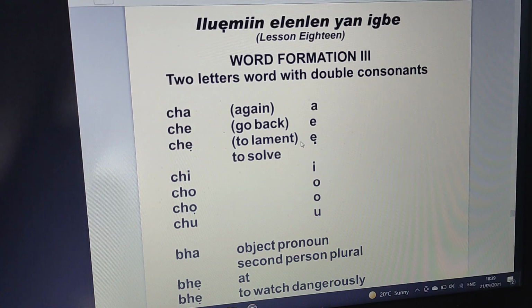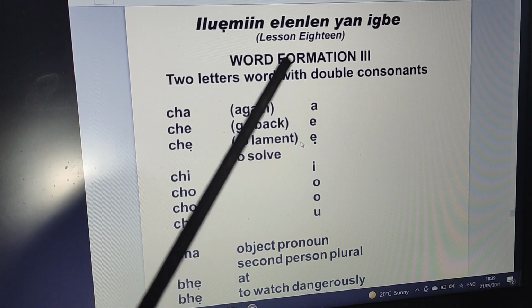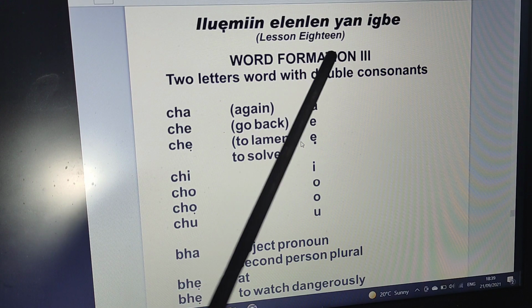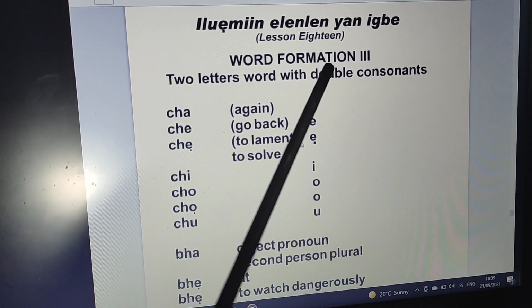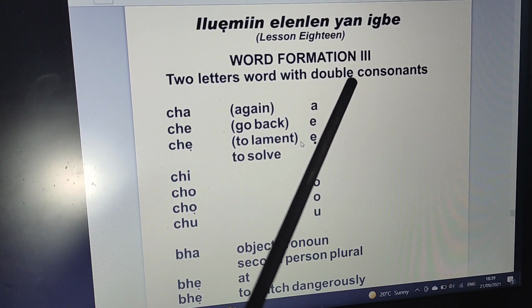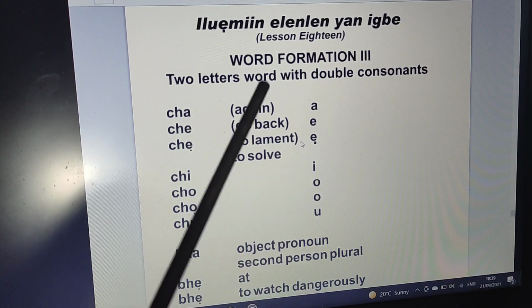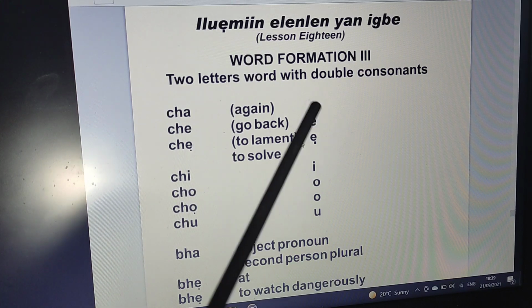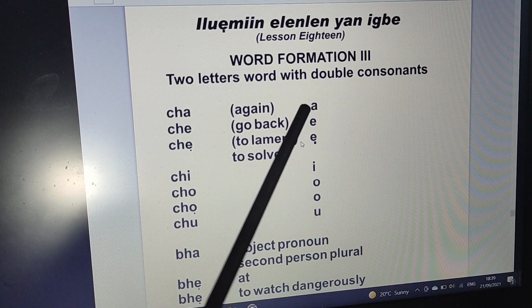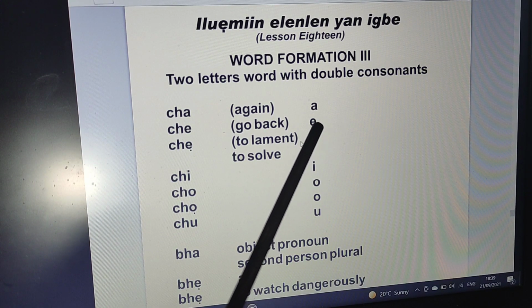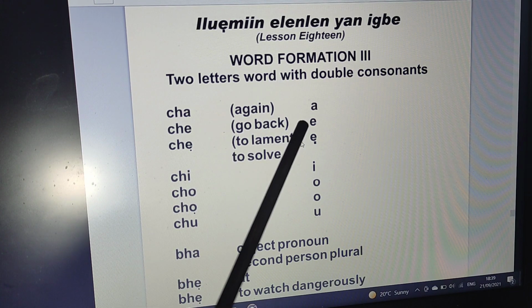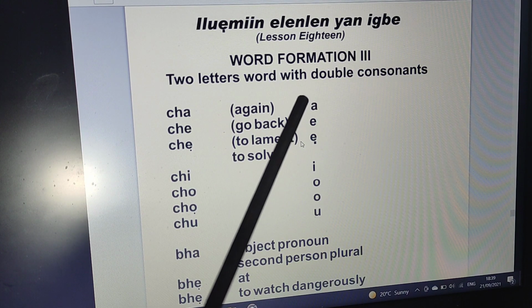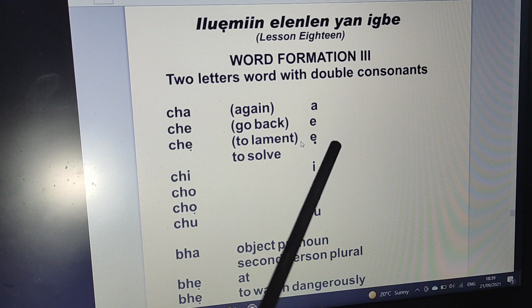I'm just going to quickly go through today's lesson, which is word formation 3. I'm going to use some of the words Saudi Agba has given us in this structure to give some short sentence examples, so that those of you who are learning this language can listen to the way I say some of the words.